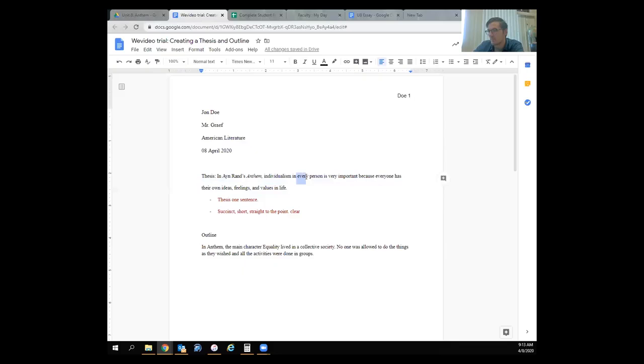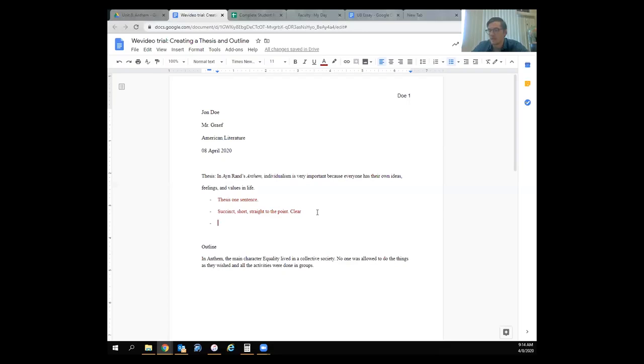But is every person needed? Well, maybe, maybe not. We could say individualism is very important because everyone, right? So if we leave this, every person is kind of redundant because we have everyone here. So every person is not necessary, so we eliminate it. Individualism is very important because everyone has their own ideas, feelings, and values in life. So now it's a little bit more concise. It's a little bit more straight to the point. It's not wordy, and that's a good thing.